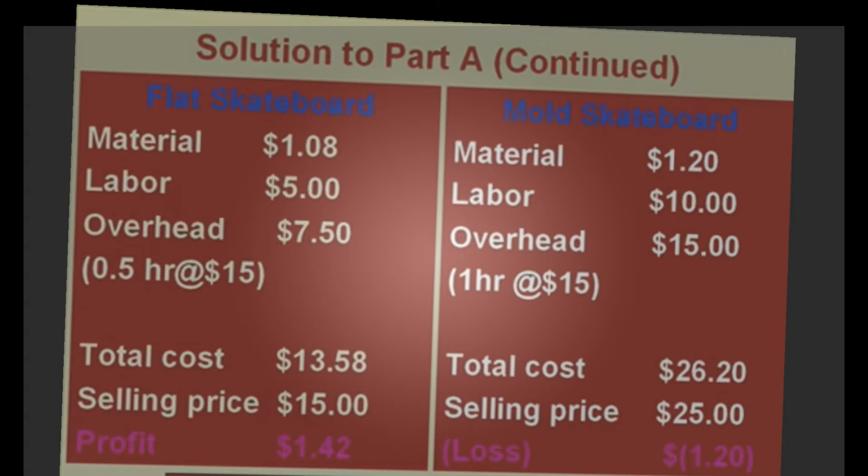Now this is totally different from what we expected. If you use units method, you'd think mold skateboard makes a profit. If you use labor hours, you think it makes a loss. One technique is definitely wrong. Which technique do you think is wrong?